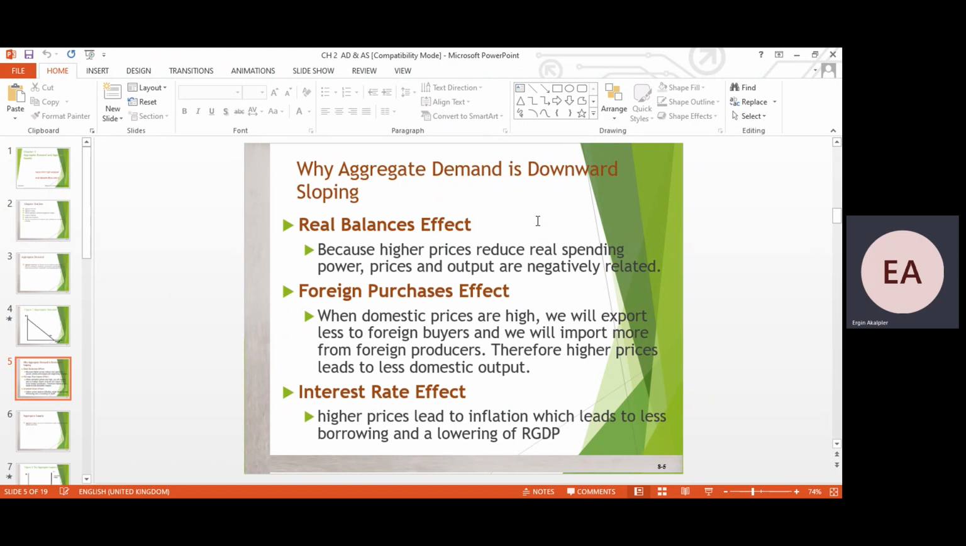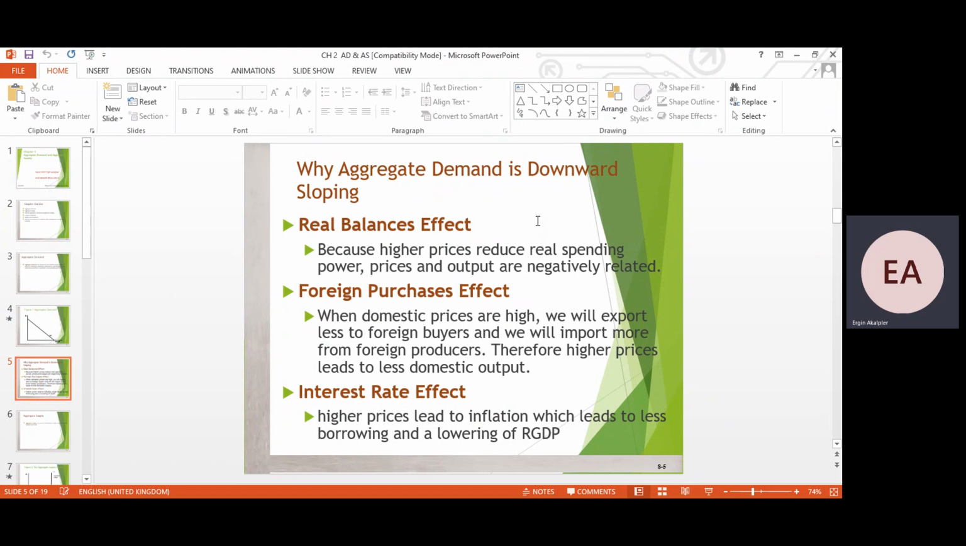The real balance effect: higher prices reduce the real spending power, as you understand from the economic aspects. Price and output are negatively related. As much as the price reduces, the real spending power rises. The output and the general price level are negatively related, because consumption and demand capacity depend on this effect.